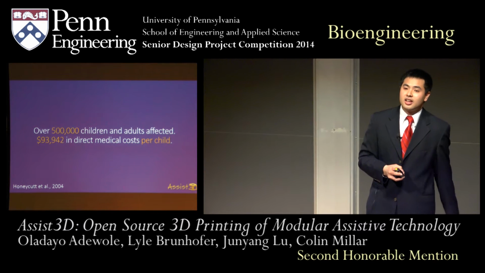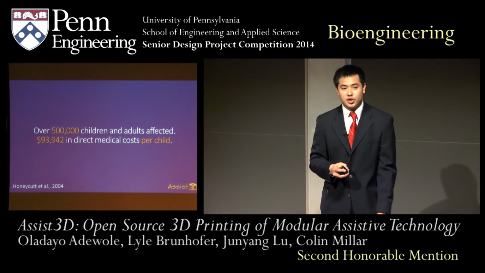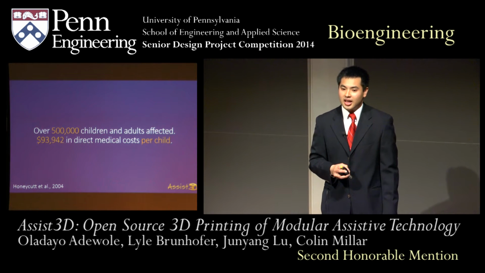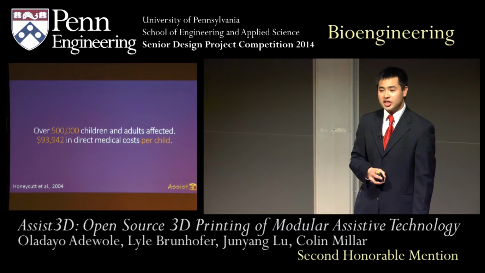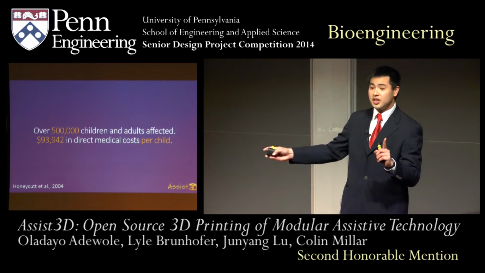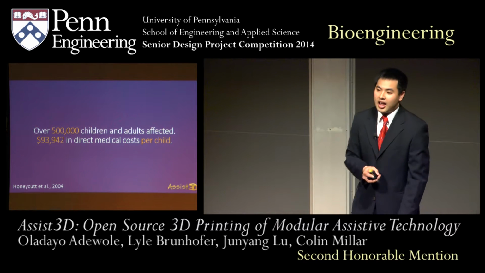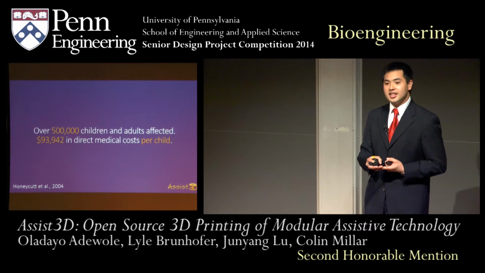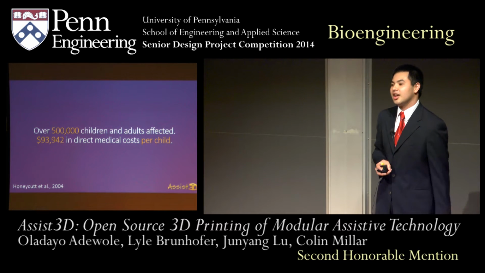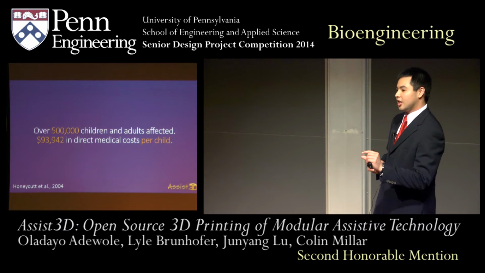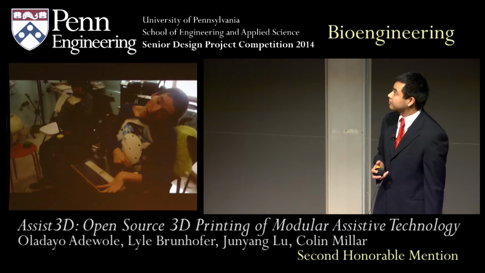According to the CDC, over 500,000 children and adults are affected, and it costs $94,000 in direct medical costs just to support one of these children over the course of their lifetime. And that includes hospital visits, long-term care, and also assistive technology. And we aim to decrease the amount for assistive technology.